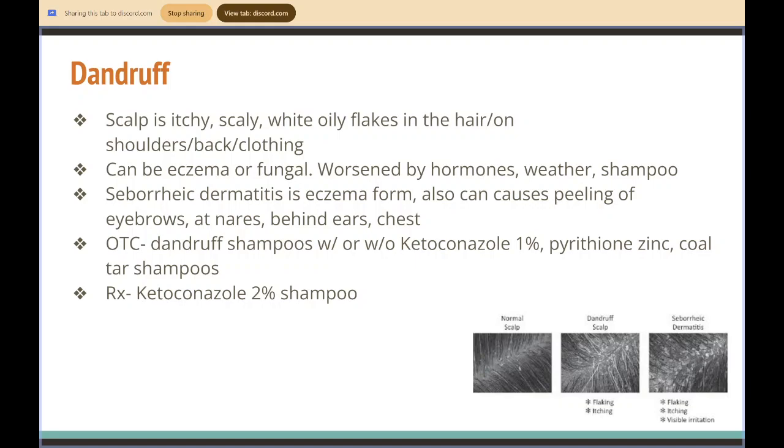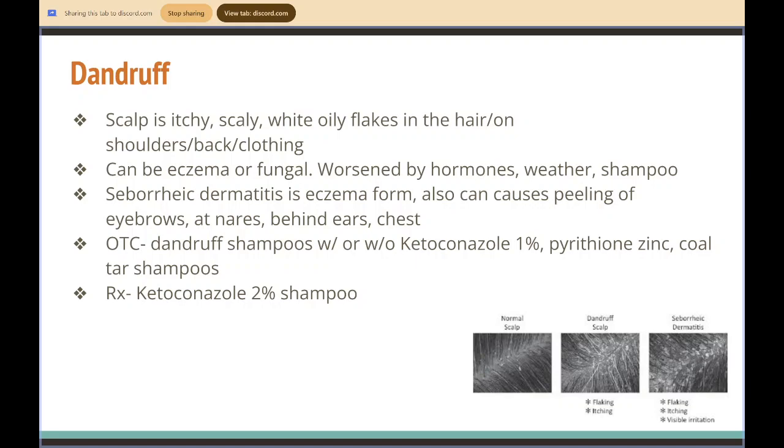Some people use different products. You try a new one and it may not react well with your skin. Seborrheic dermatitis is an eczematous form. Besides dandruff, it can cause peeling of the eyebrows, at the nares, which means to the left and right of your nose, behind the ears, and chest. Now, seborrheic dermatitis is a dandruff that can be worsened by cold, specifically.